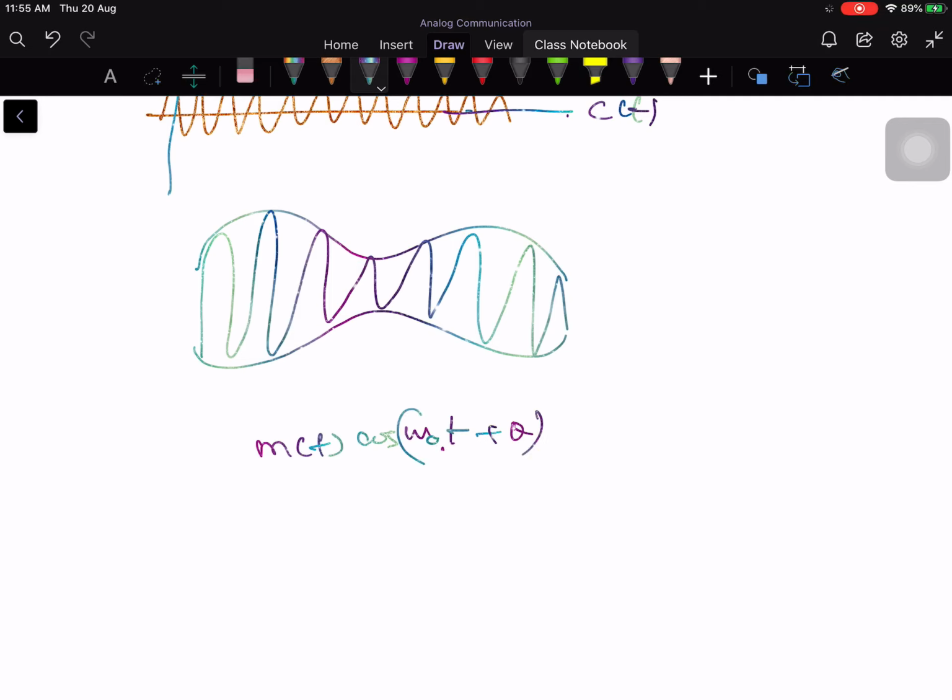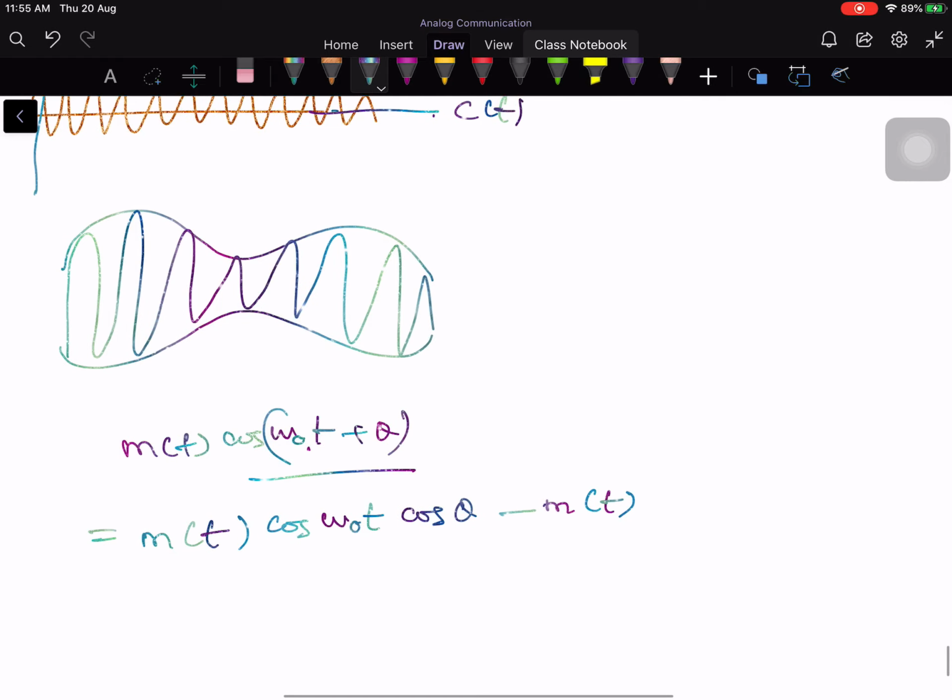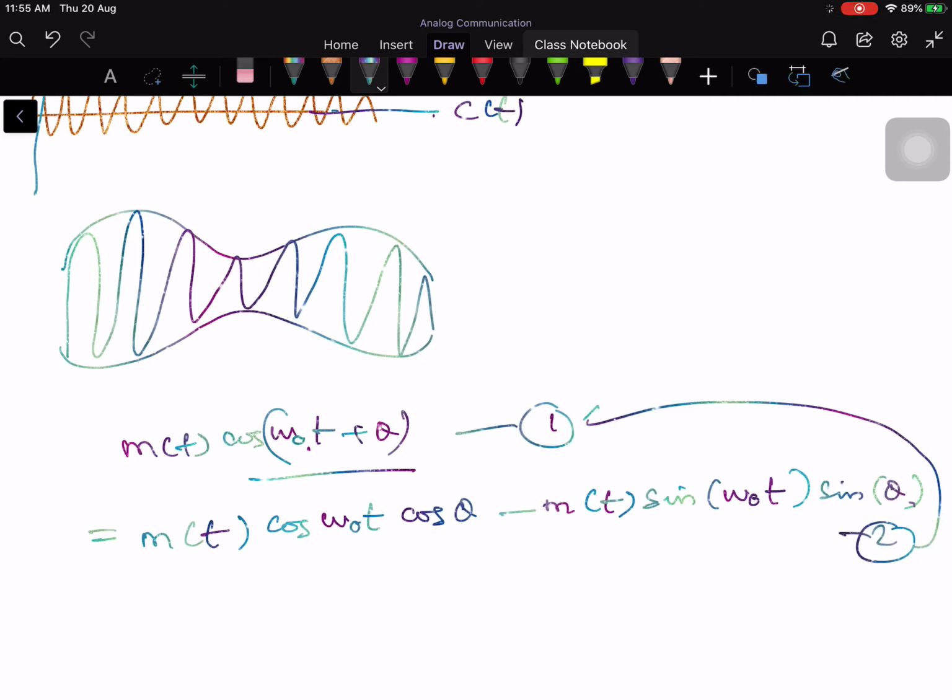Now let me expand this. Cos a plus b equals cos a cos b minus sin a sin b. So m of t times cos of omega naught t cos theta minus sin of omega naught t sin of theta. Now you can answer me, what is the instantaneous amplitude? Let us say this is equation 2 and this is equation number 1, going from equation 2 to 1.